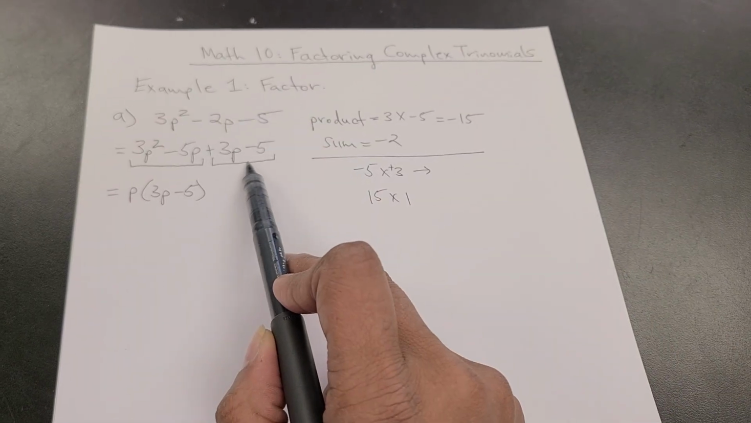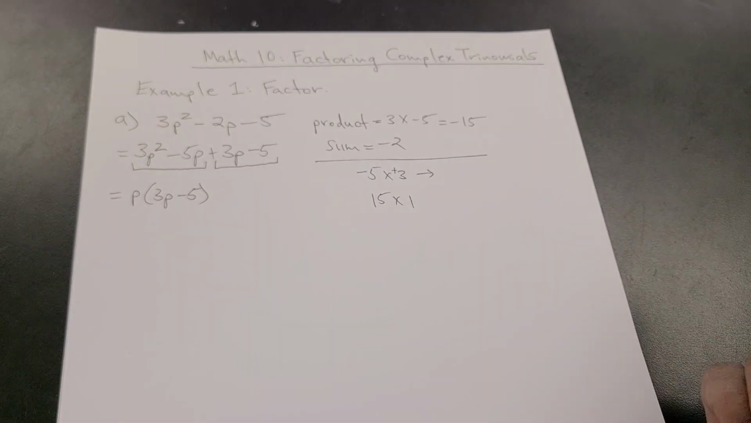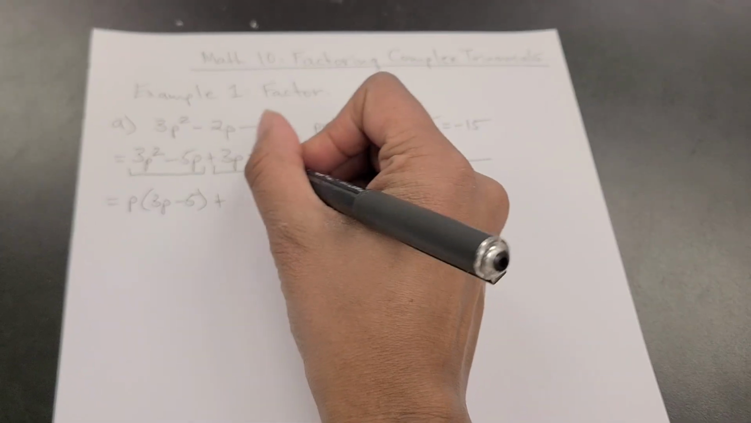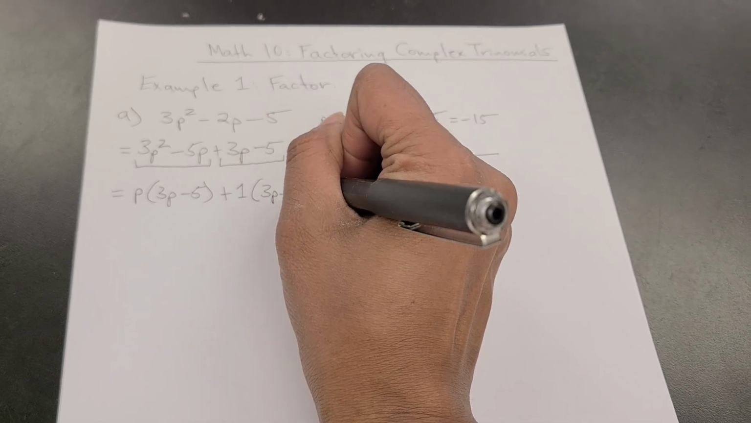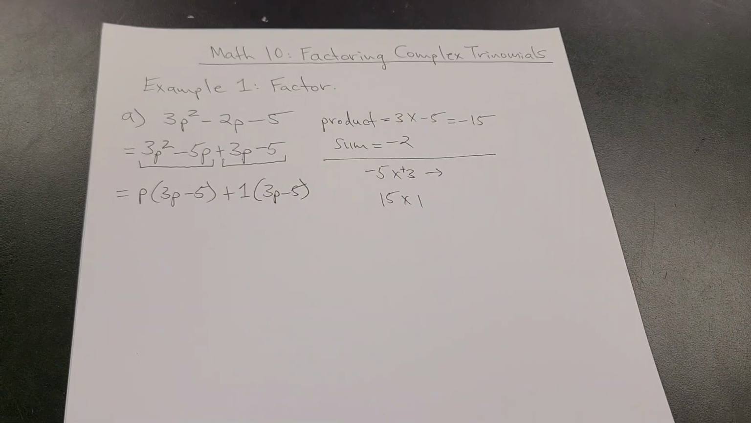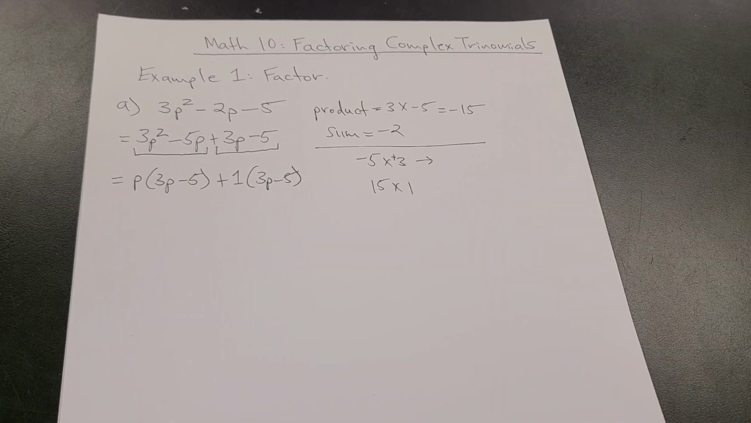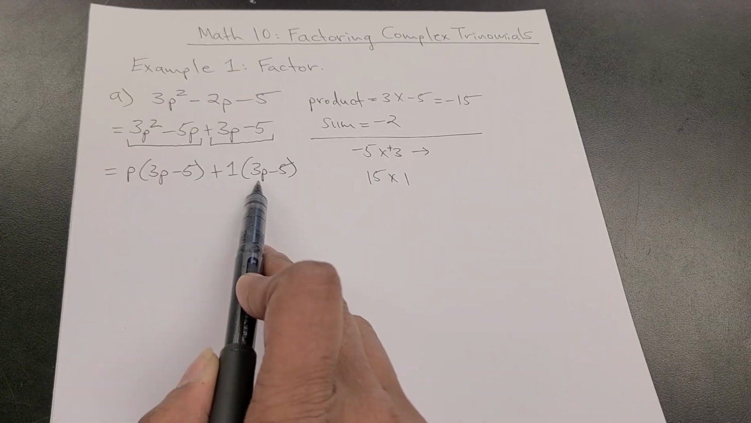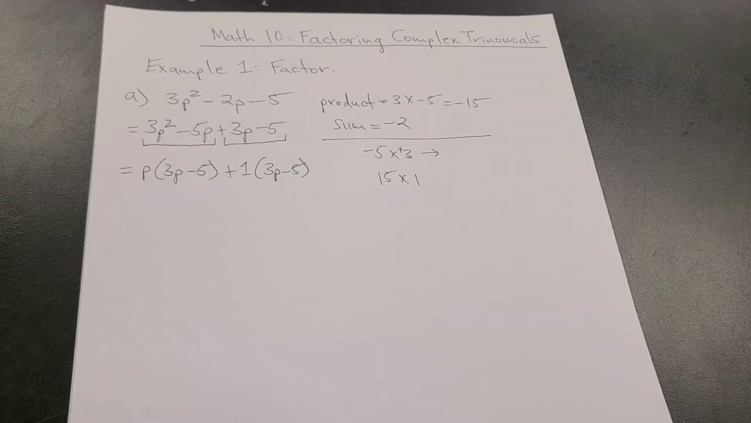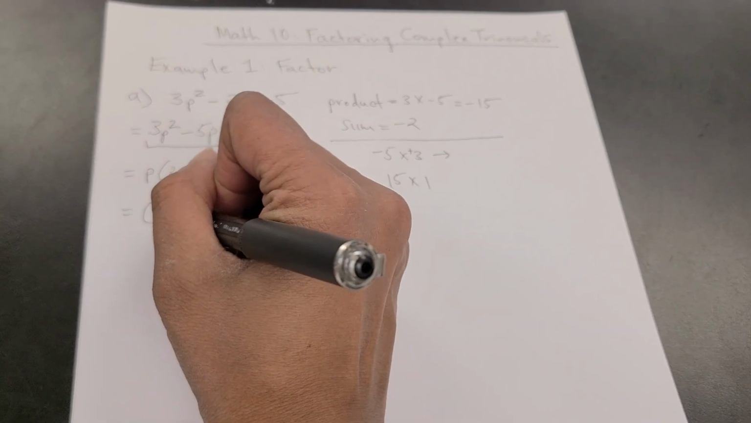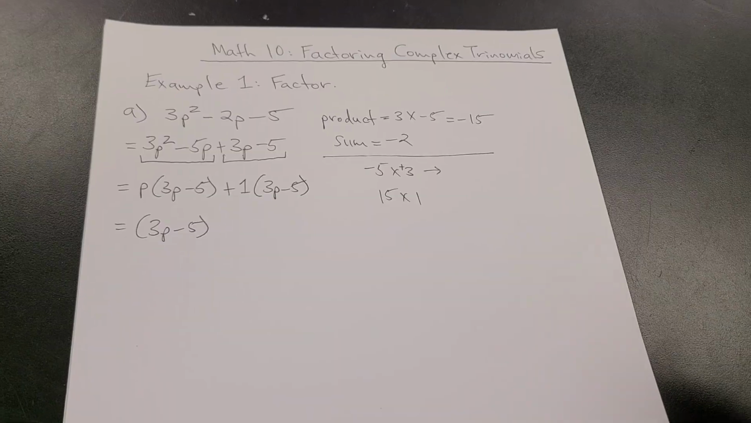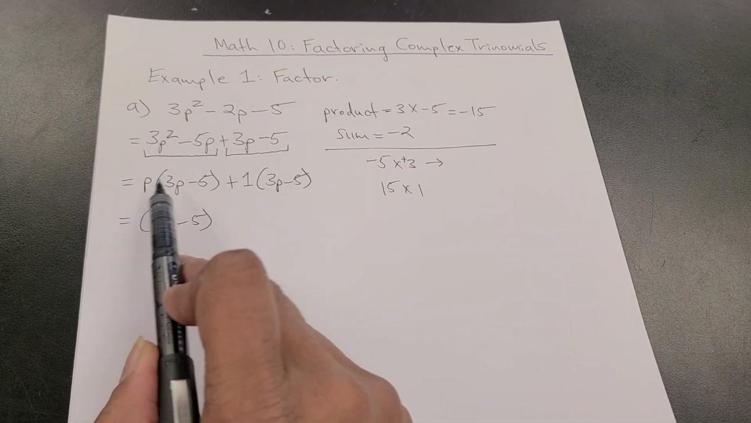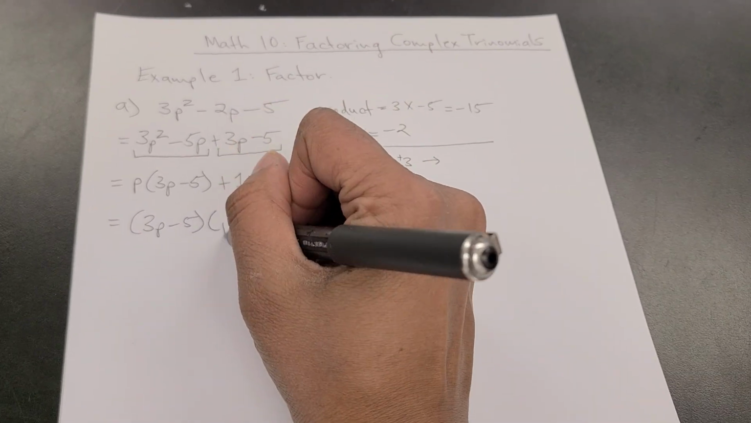I'm going to go to the next terms. I see 3p minus 5. Again, I don't see any common factors, so we're going to take out 1, and I'm still left with 3p minus 5. When you get to this step, remember to double check inside the brackets. It should be a common factor, which is 3p minus 5. On the outside of the brackets, I see p plus 1, and that's my second factor.